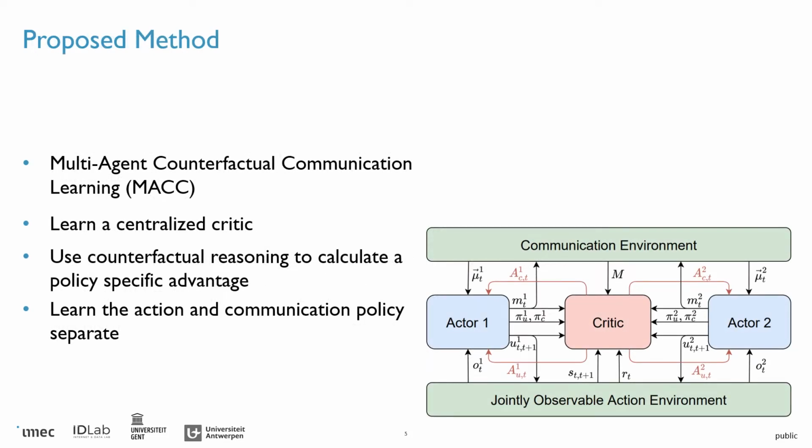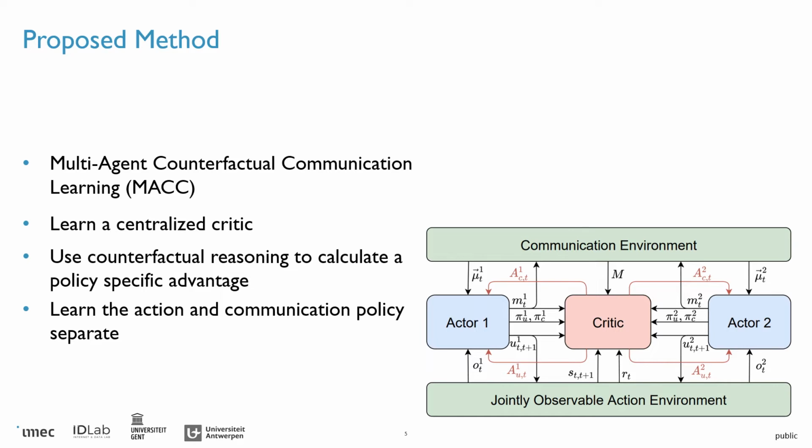In our paper, we presented the multi-agent counterfactual communication learning method, also called MACC. It will use a centralized critic and use counterfactual reasoning to calculate a policy-specific advantage, very similar to the structure of COMA. However, we will learn action and communication policy separately using a separate advantage calculation.